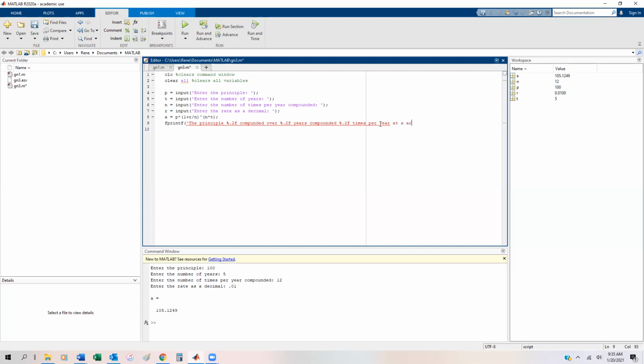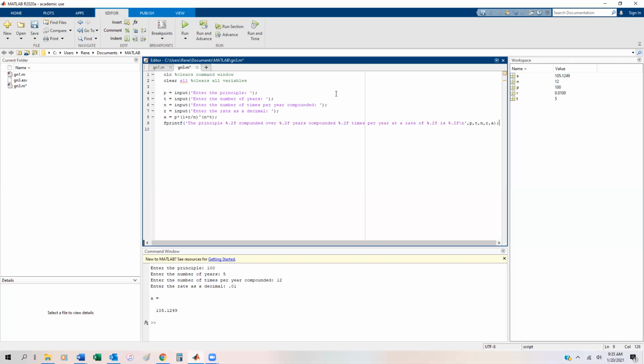And we're going to say at a rate of percent 0.2f is percent 0.2f. All right, and I'm going to do \n to go to the next line. And first we have the principal. So this P represents what is printing out here. And then we have T, and then we have N, and then we have R, and then we have A. All right, so we just have a series of parameters: P, T, N, R, and A.